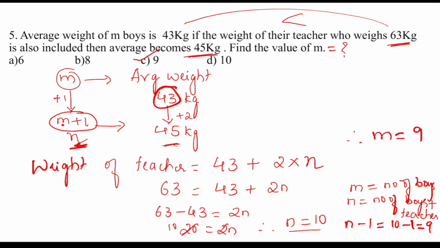Option C is the answer. Don't mark D, because 10 is the number of entities after the teacher is included, but they are asking only for the number of boys. The number of boys is m, isn't it? n we know is m plus 1. So n we got as 10, and m plus 1 is 10, so m is 10 minus 1. Therefore m is equal to 9. That means 9 boys were there in the class.